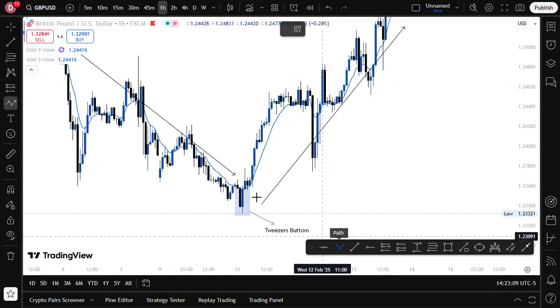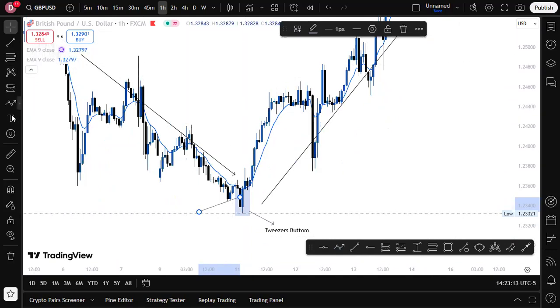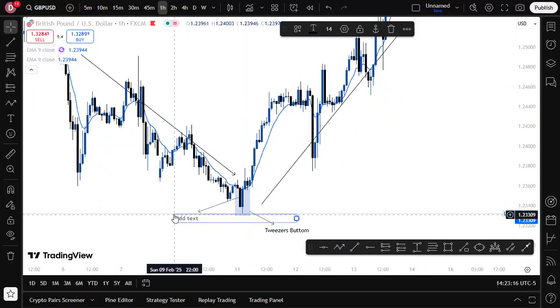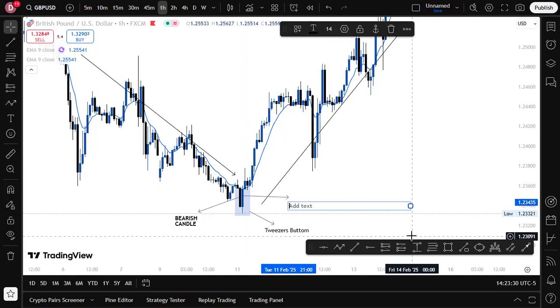So the first candle, which is this, will be the bearish candle, as we said, for the tweezer bottom. The first candle being the bearish candle, while the second candle, which is this, will be the bullish candle.